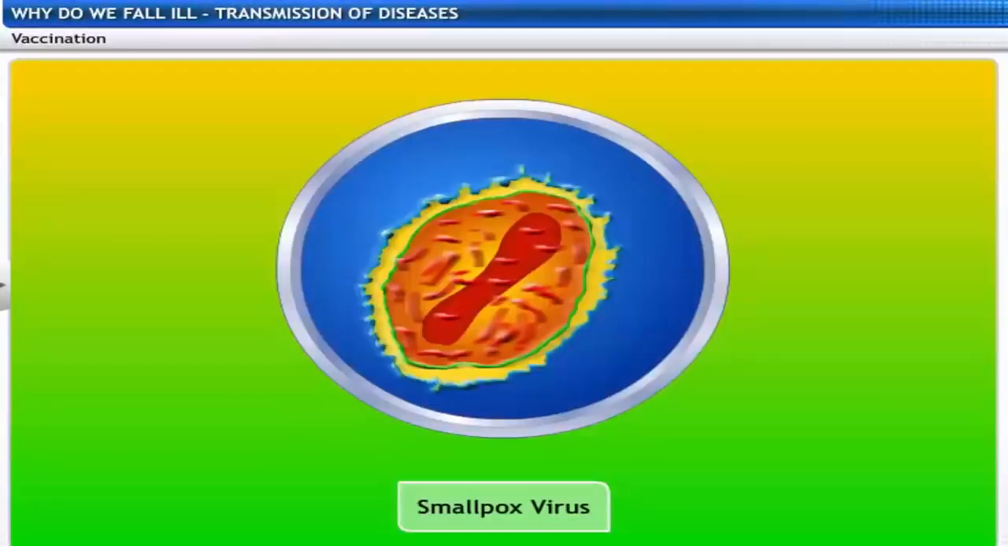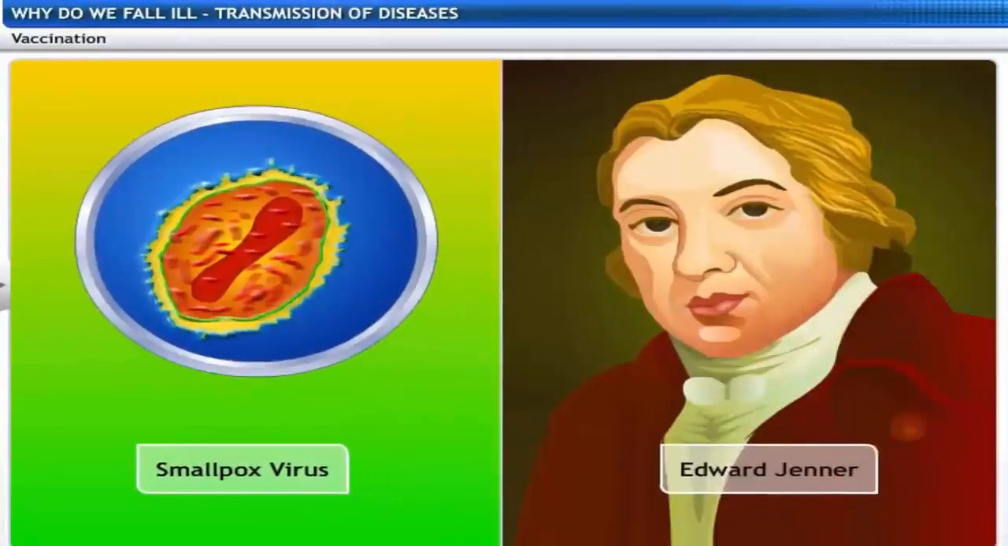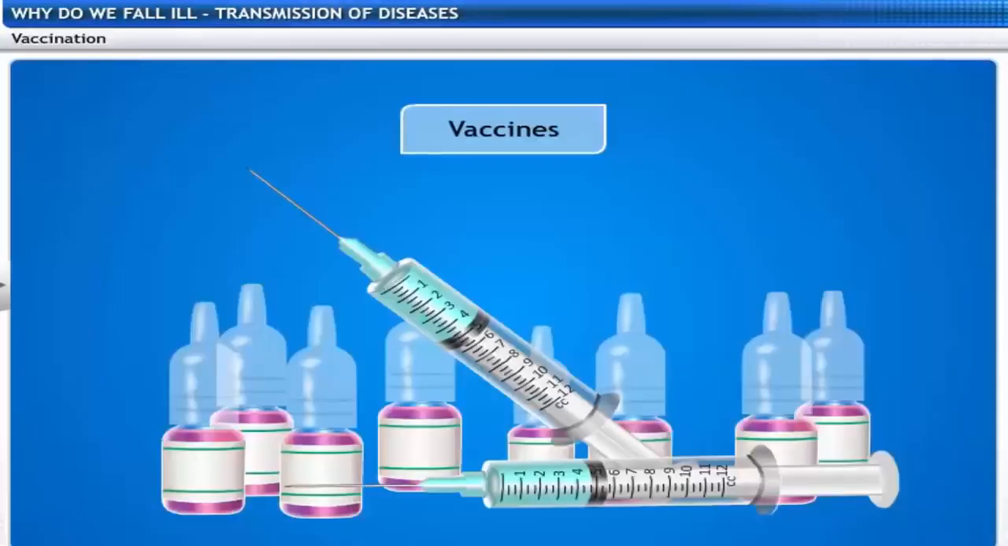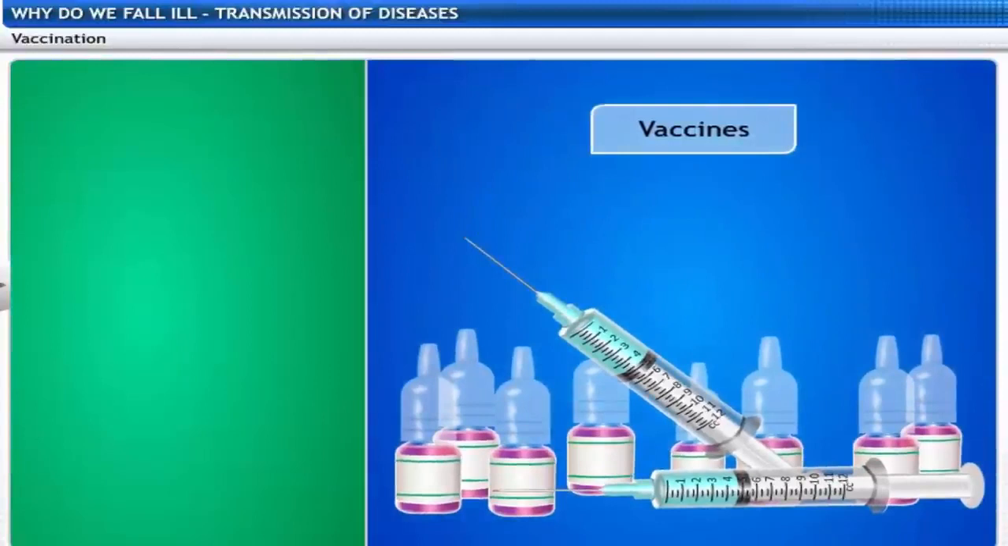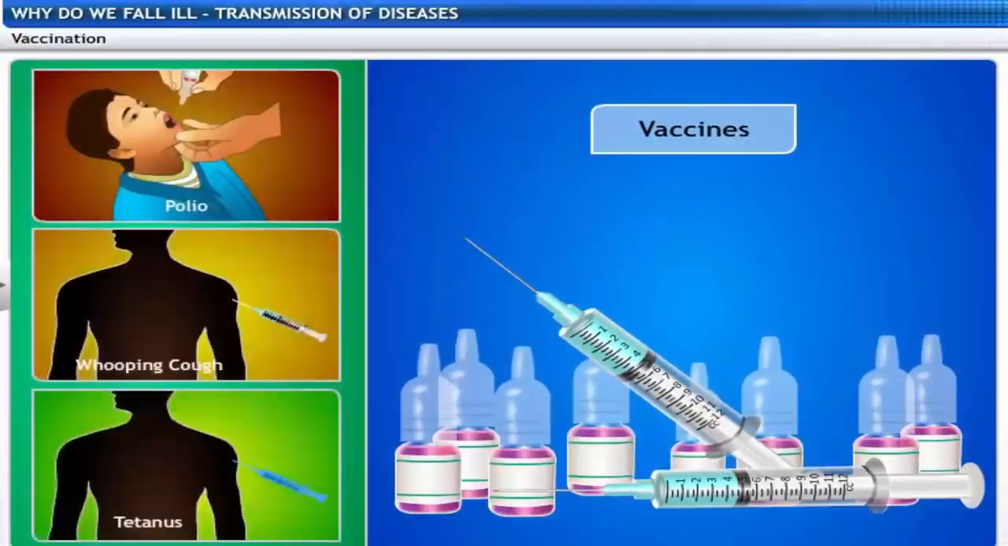The first vaccine was developed against smallpox by Edward Jenner, and smallpox was completely eradicated. So, Edward Jenner was called the father of immunology. There are many vaccines available that provide a means of prevention. There are vaccines against polio, whooping cough, tetanus, etc.